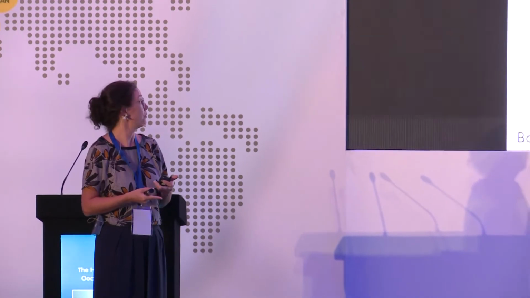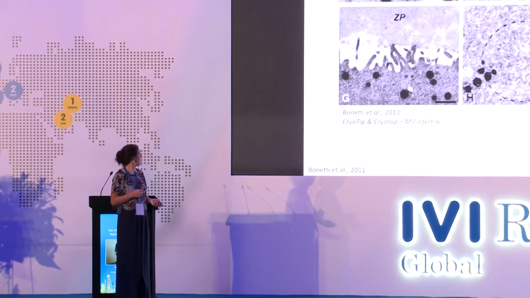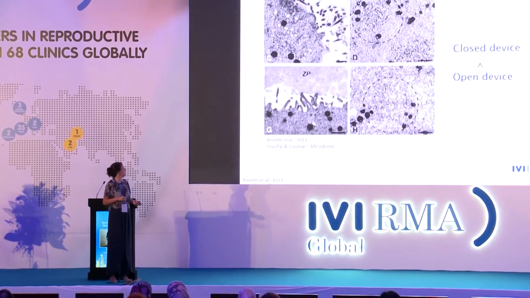Then also something on the device. In this study, they compared oocytes with electron microscopy after vitrification with a closed device and after vitrification with an open device. They looked at the rehydration, the cortical granules, and the mitochondria, and in fact the closed device performs less well. There was higher degeneration of mitochondria, fewer vesicles, and more cortical granules that were already released. So the open device performs better.